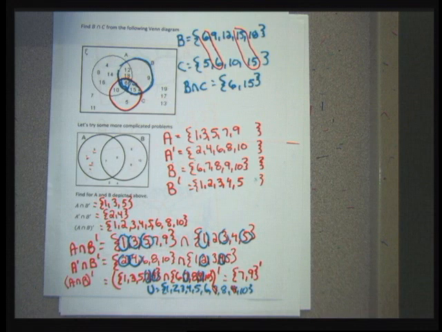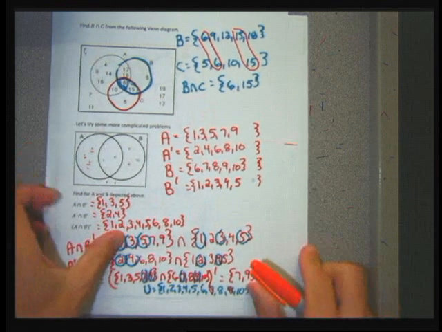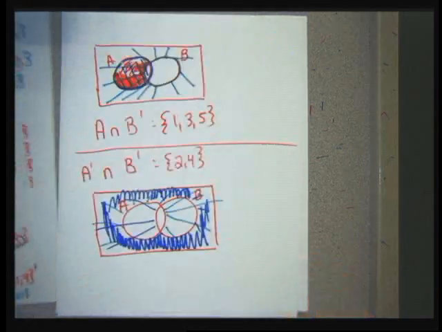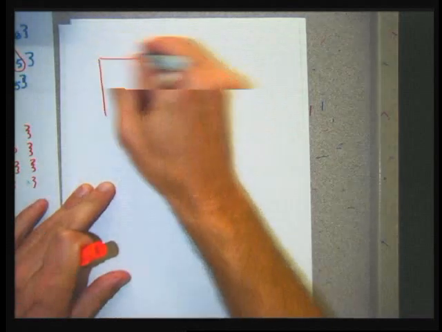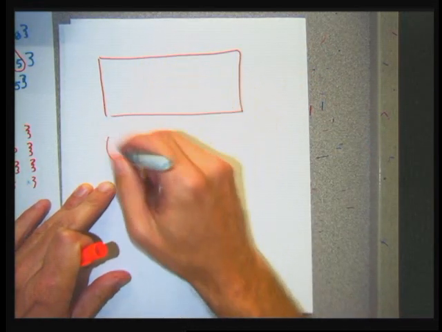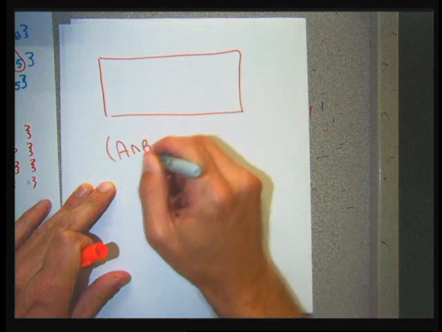Some people are way more visually gifted than I am, and they can run through these questions instantaneously without really any thought. And that's a beautiful gift if you have it. If you don't have it, these problems are totally doable without looking at the pictures. The last thing I was asked to deal with is this A intersection B prime.